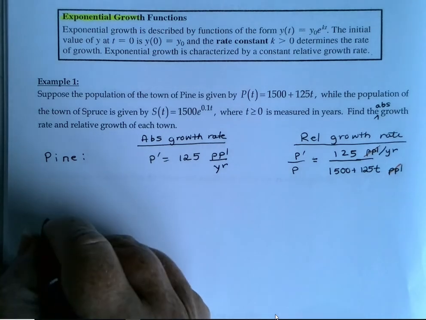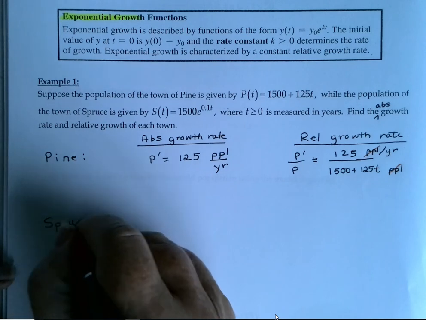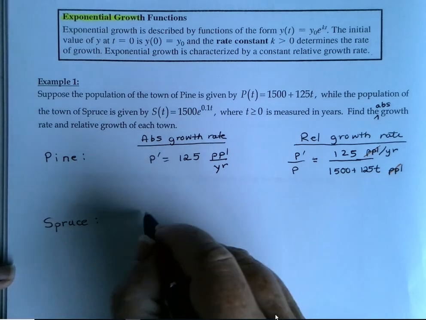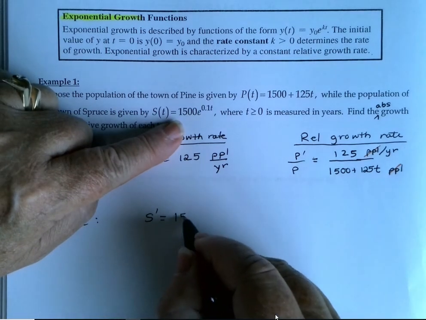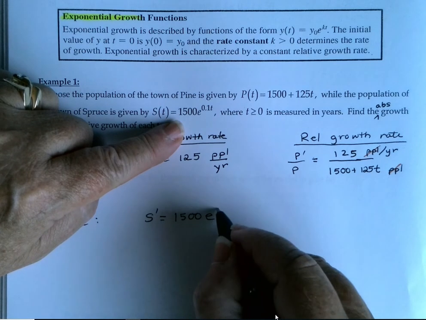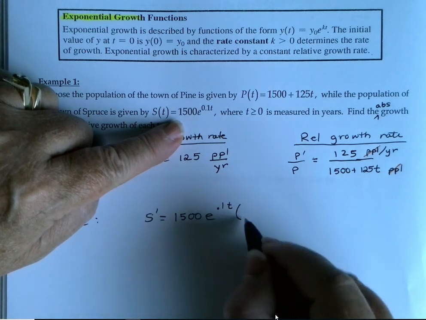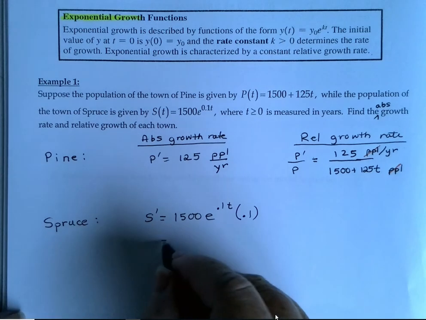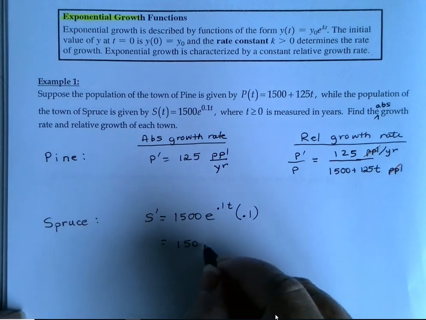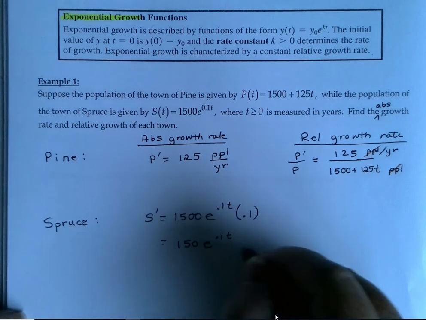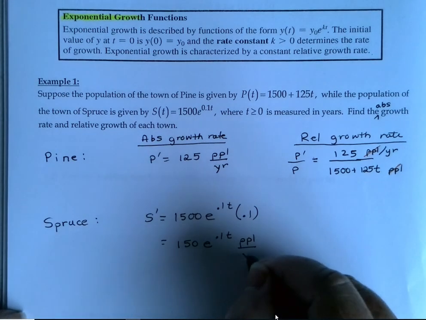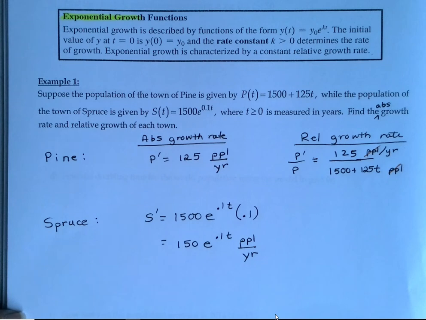All right, so let's do the same analysis for spruce. The absolute growth rate is just the derivative. And for spruce, that would be 1500 e to the 0.1t, and chain rule times 0.1, giving me 150 e to the 0.1t. And once again, that's just the derivative. That would be in people per year. That's not constant. It depends upon time.